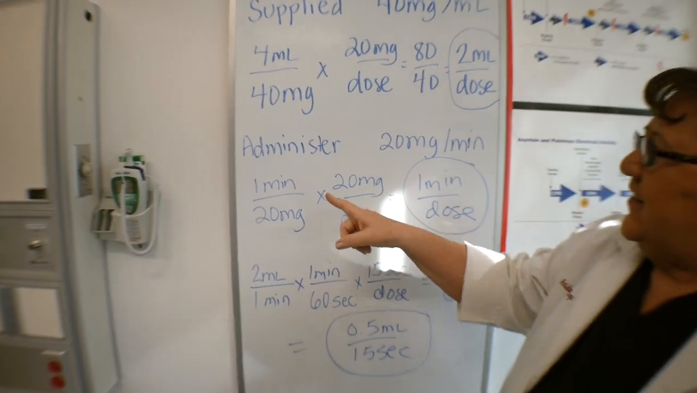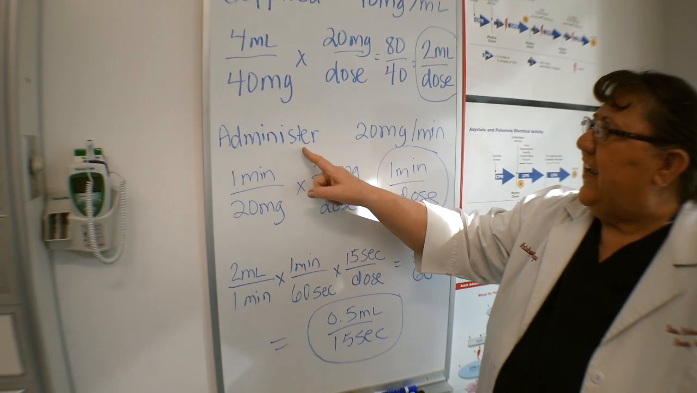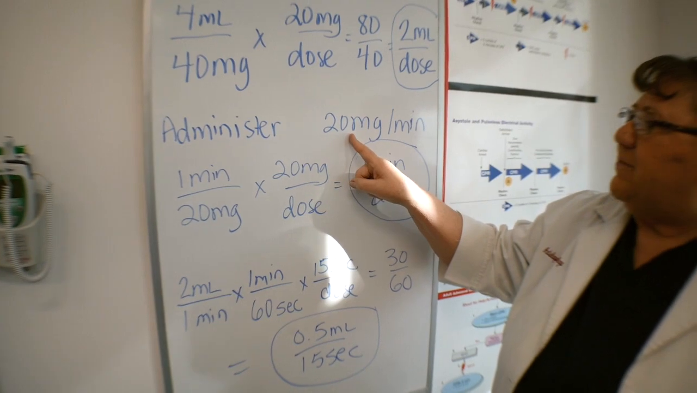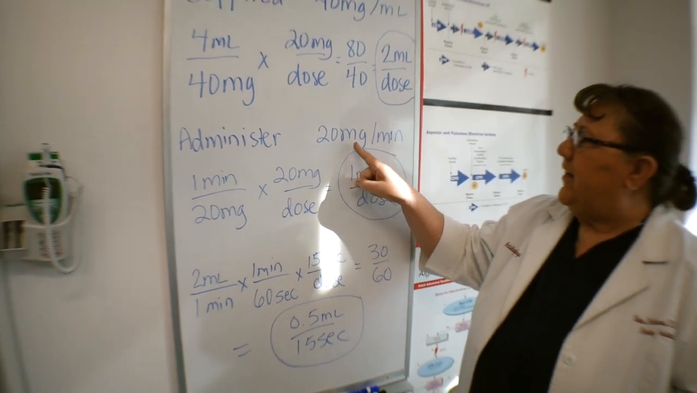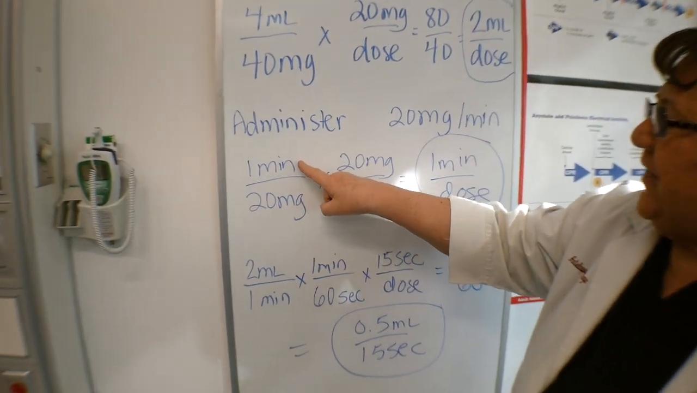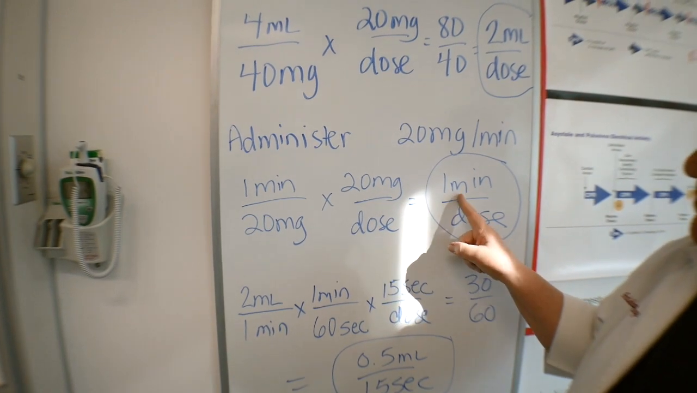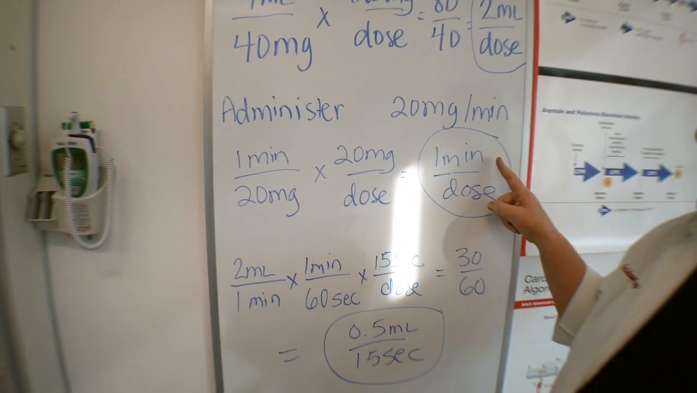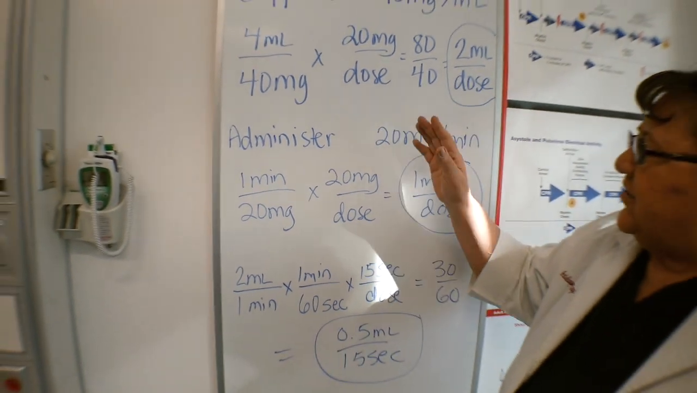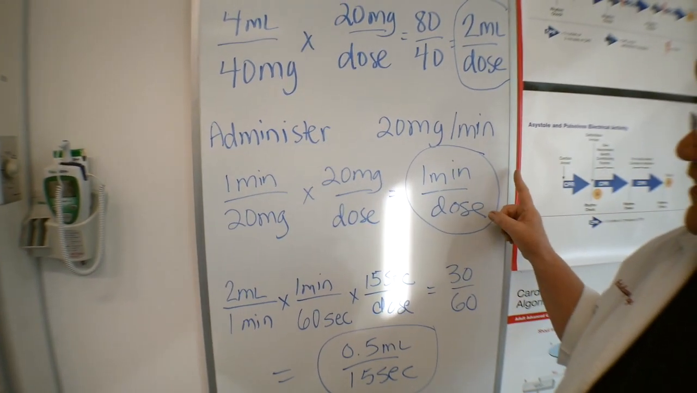So the other thing you want to consider is how much time it needs to be given over. In this case, for furosemide, it says that it needs to be given specifically IV push over 20 milligrams per minute. So this is an easier one because we take the 1 milliliter per 20. Our dose is only 20, so it comes out that we need to give this drug over 1 minute. If it was 40 milligrams or a higher dose, then we would just change this number to come out how many minutes we need to give it.